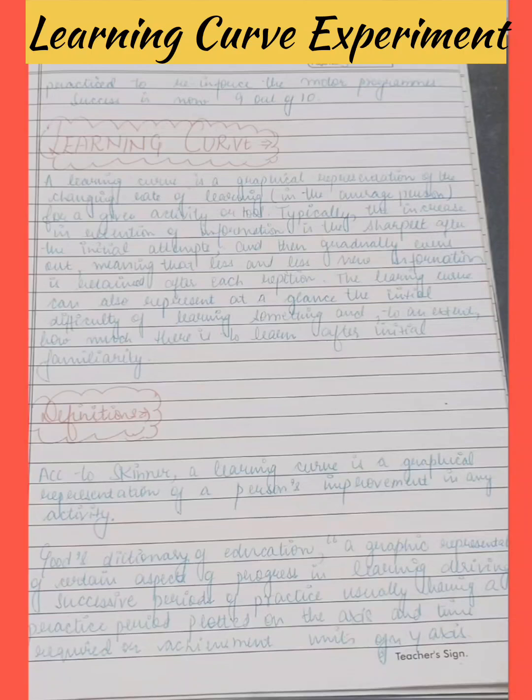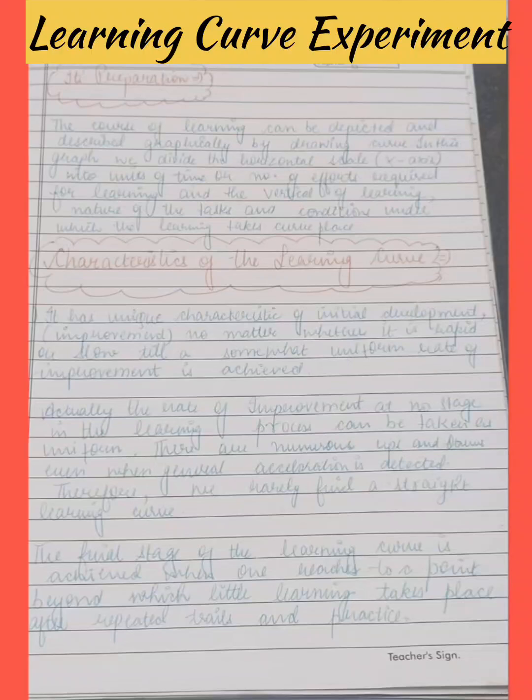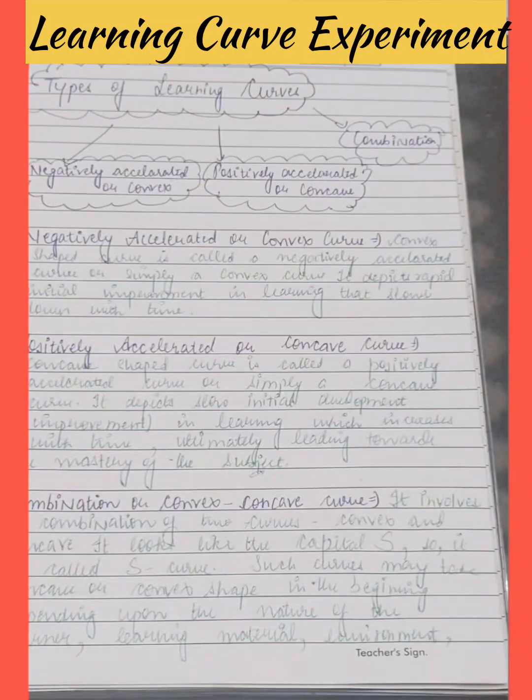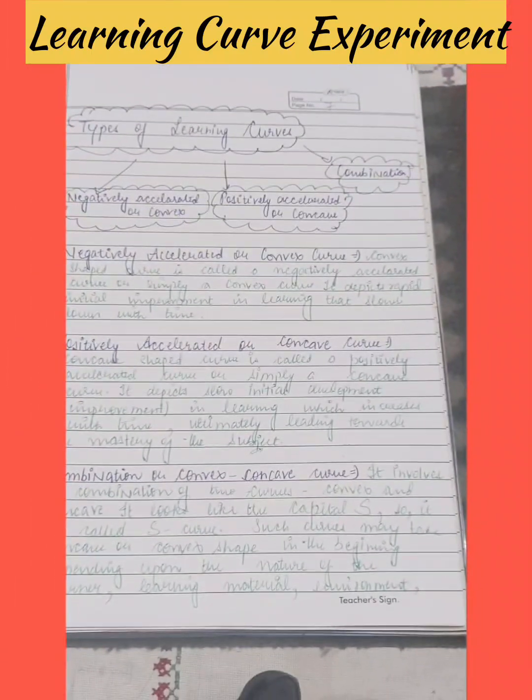It is the graphical representation of the changing rate of learning for the average person and for a given activity or a tool. There are different definitions given by different authors about the learning curve. You can write those definitions. Then you can write the various characteristics of the learning curve. There are 3 types of learning curve: negatively accelerated or convex curve, positively accelerated or concave curve, and the combination of both.